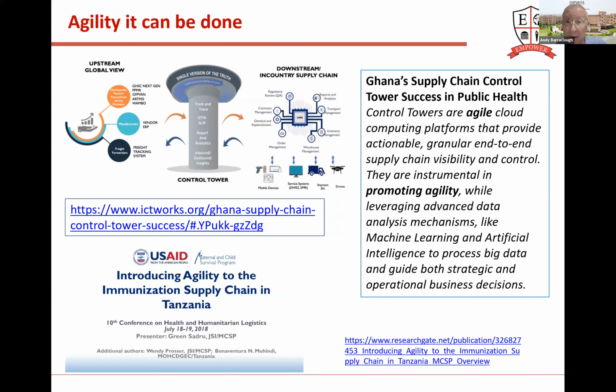Is it possible? Yeah, Ghana's shown it with the supply tower success. Tanzania with immunization supply chain has brought agility. Is it possible? Yes, it is possible to make these changes.